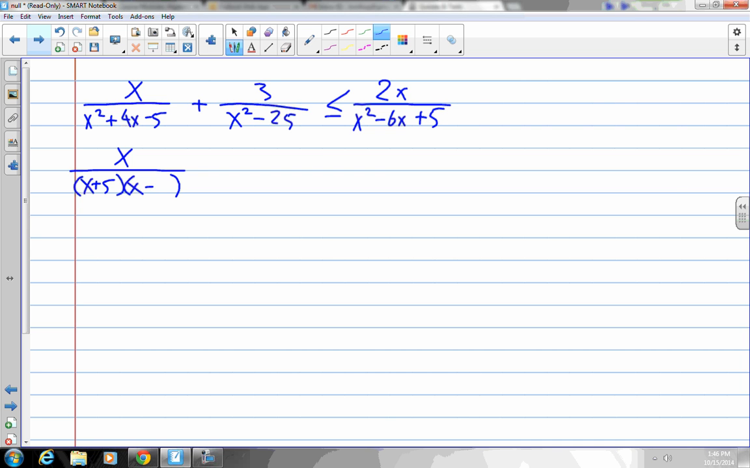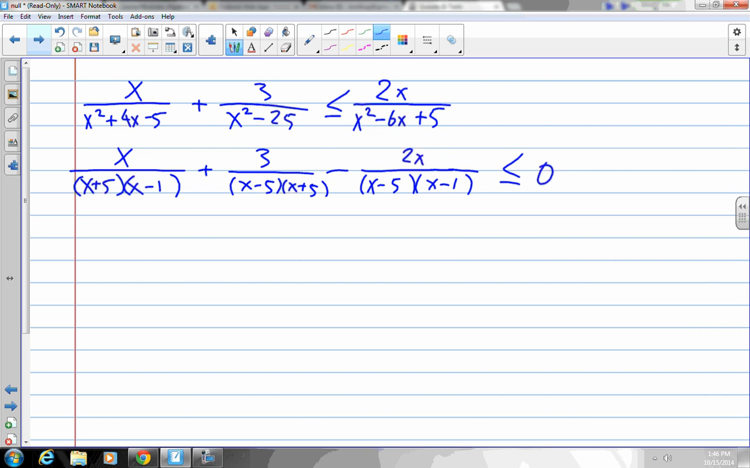x plus 5, x minus 1, plus 3 over the difference of squares, x minus 5, x plus 5, minus, I'm moving that other thing over, so change the sign, 2x over. How would you factor the third one? You only get a minus in the middle. Minus 3 minus 2? No, that doesn't work. Two numbers multiplied: minus 5, minus 1.